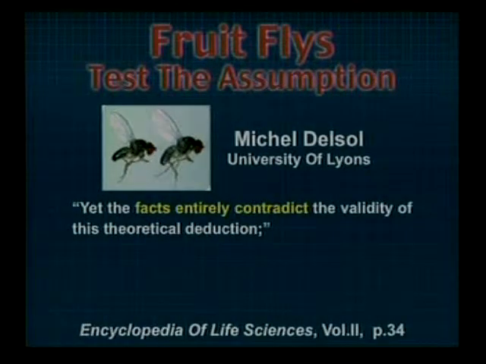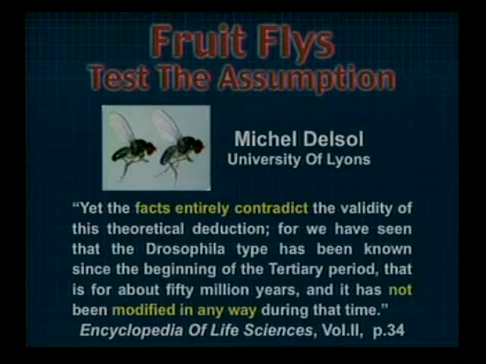"Yet the facts entirely contradict the validity of this theoretical deduction, for we have seen that the Drosophila type has been known since the beginning of the Tertiary period, that is, for about 50 million years." I don't buy his dates, but let's play the game their way and see how it comes out. "It has not been modified in any way during that time," and yet there have been literally billions of generations observed in the college classrooms.